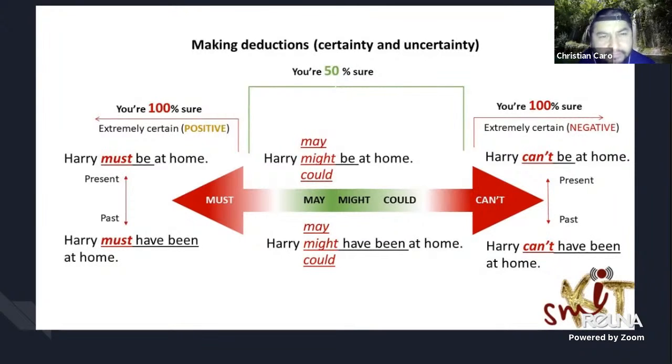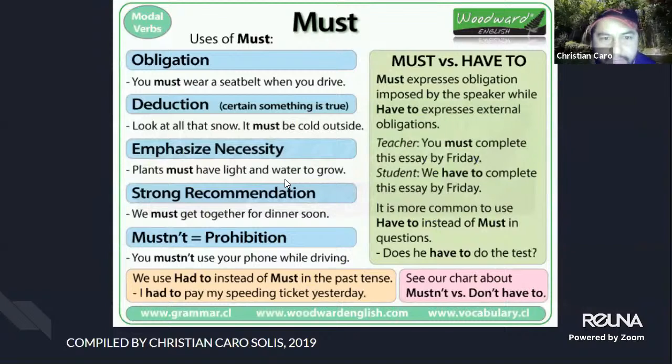Any questions about the use of these modal verbs for degrees of certainty, levels of certainty? No questions whatsoever? All right, so let's move on.